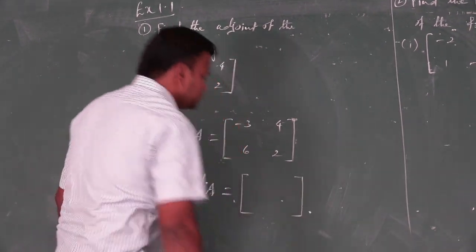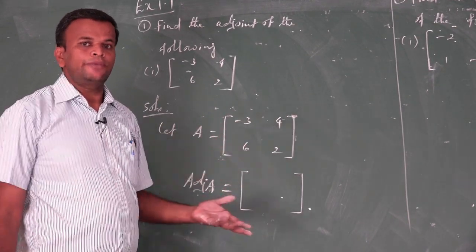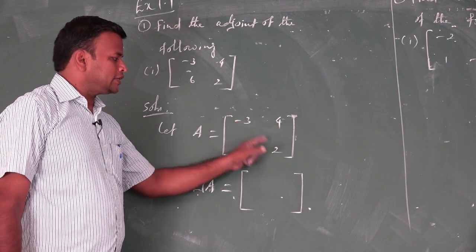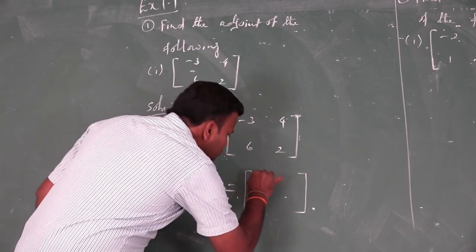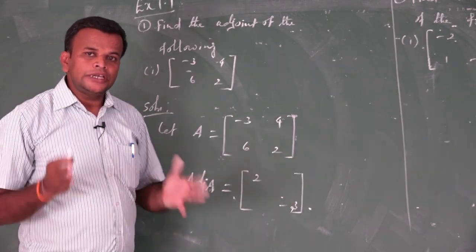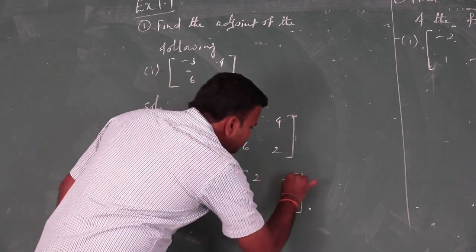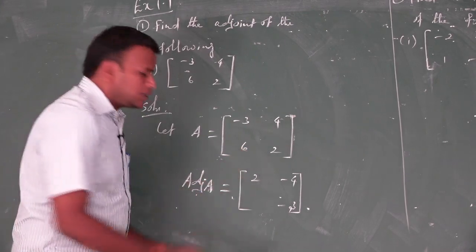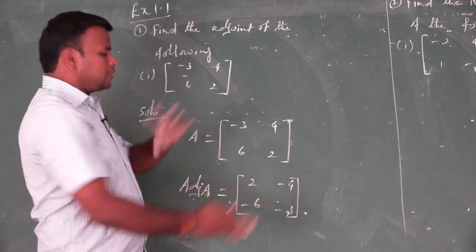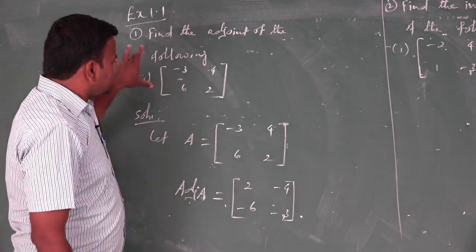What is the working rule? What is the first step? We interchange the leading diagonal elements. What are the leading diagonal elements here? Minus 3 and 2. We interchange, and it becomes 2, minus 3. The next step, change the sign of the remaining 2 elements. Plus 4 is there, so we put minus 4. Plus 6 is there, so we put minus 6. So this is the adjoint of the first matrix A. First we see some 2 by 2 sums, so we write the 2 by 2 adjoint.